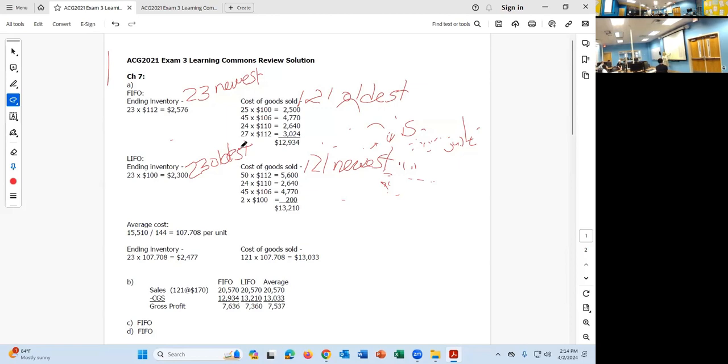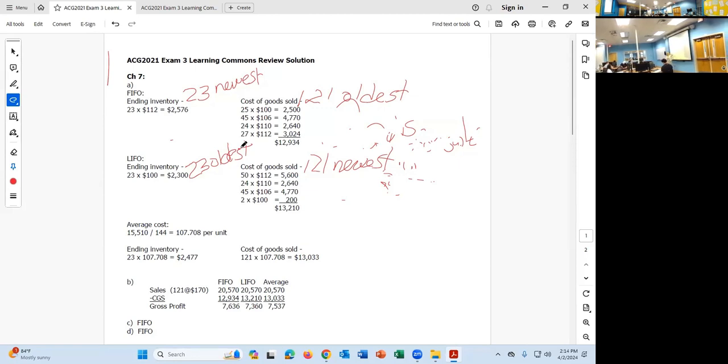Higher gross profit means higher net income. So if you're trying to maximize what you report as your profit, just based on inventory method, you're going to choose FIFO. Okay? We got a preview of the benefit of LIFO.